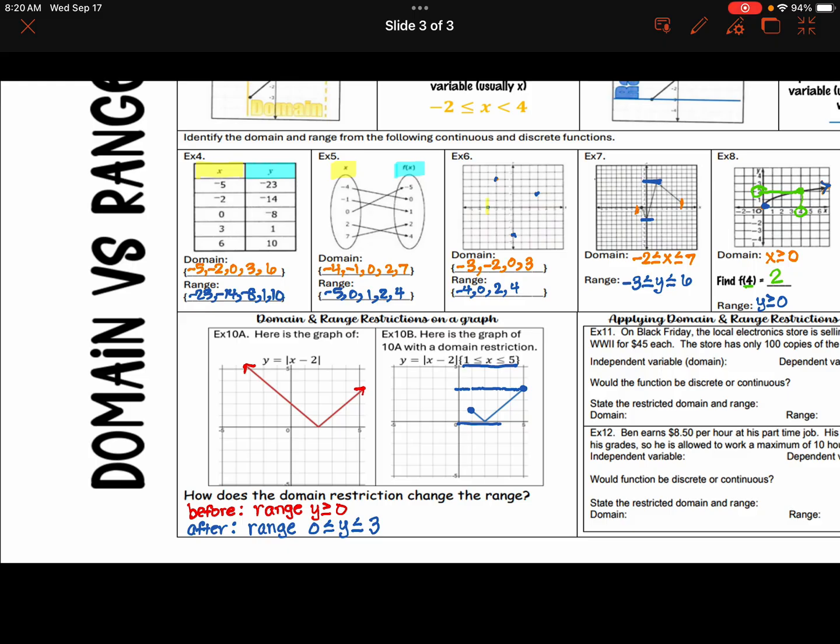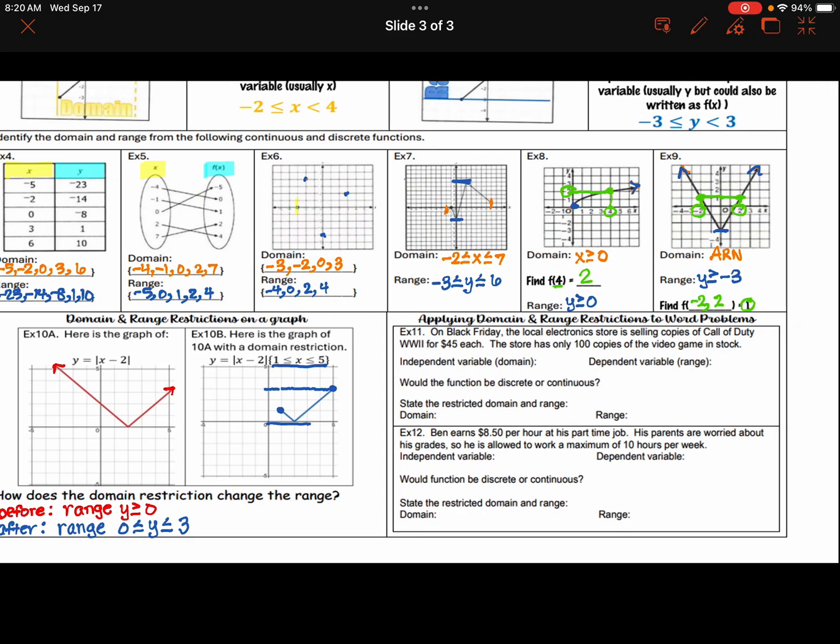I know several of you have looked at the back wall in my room and seen all the magnets with the projects. Those projects are created by placing domain and range restrictions on functions and relations. So that's what we're going to be practicing and working towards. This is just laying that foundation, that groundwork.